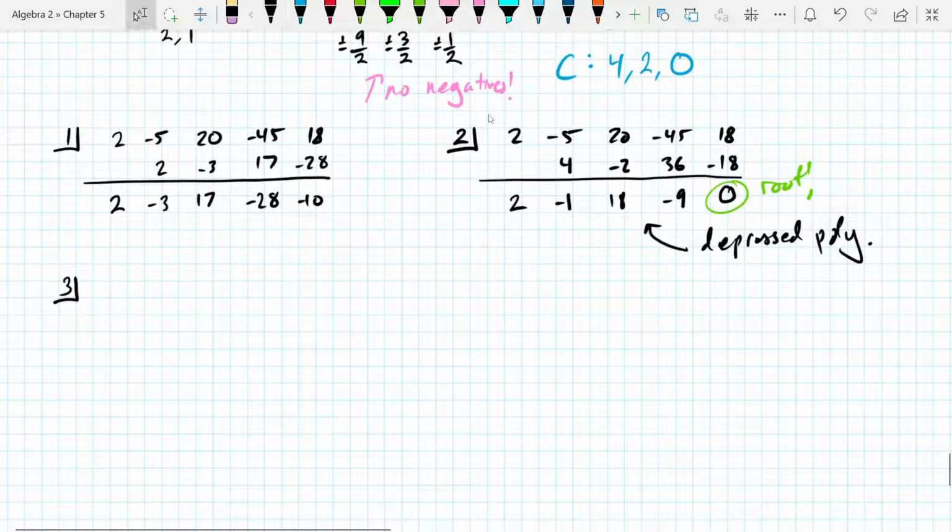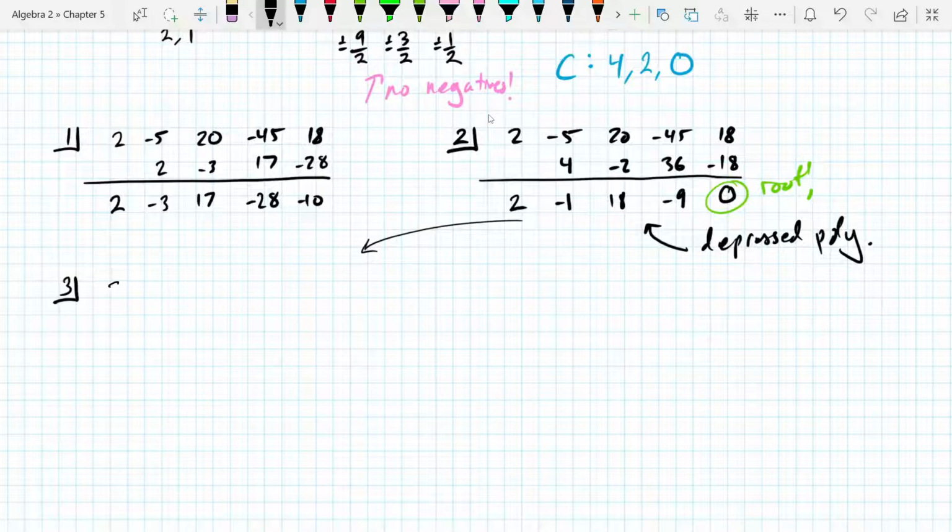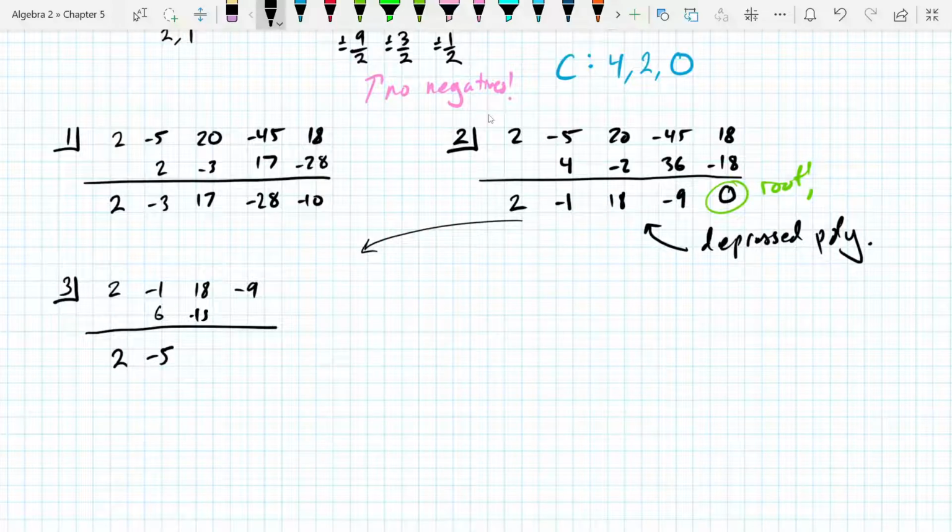I'm going to try this out with 3, but this time I'm going to use that depressed polynomial. 2, -1, 18, -9. It makes my life easier. Synthetic substitution got easier. Part of the reason why we can do this is if it was a factor of the original, it will be a factor of the depressed as well. So it makes our life a little bit easier. Drop it down, 2, multiply it out, add it up, multiply it out.